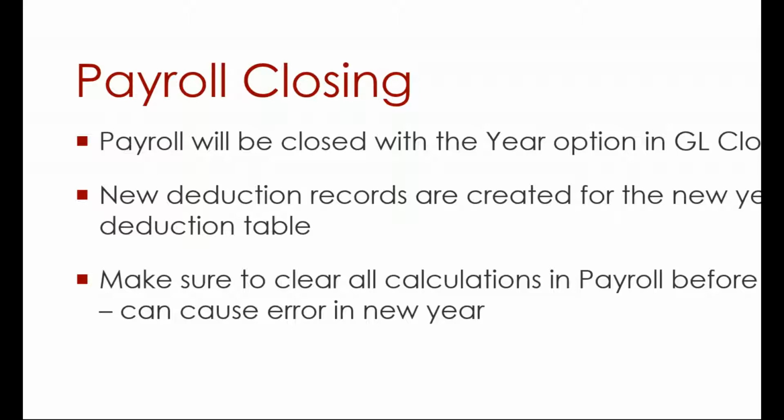The December period of your fiscal year will always be closed with the closing type of year, not period. So depending upon whether you're on a calendar year or a fiscal year, when you reach the period that is December, that's when you're going to choose the closing type of year. The closing will cycle payroll to the new calendar year. It will also create deductions for the new year and history records for the prior year. So this is going to allow you to calculate checks for the new calendar year.